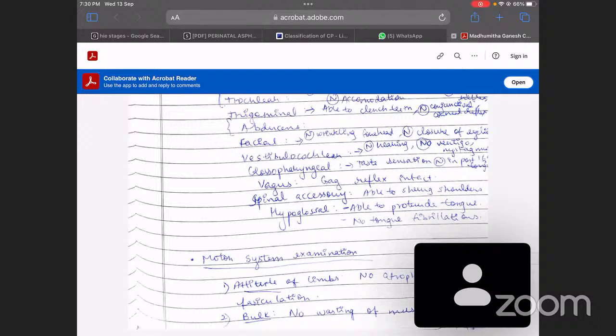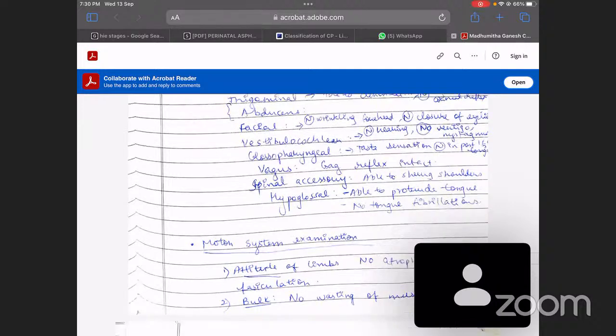That is supranuclear palsy, right? Okay, yes, cool, sir.